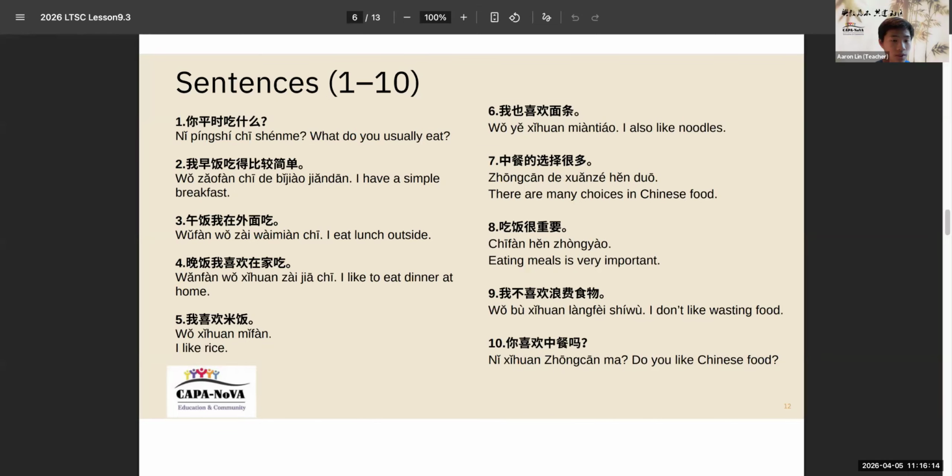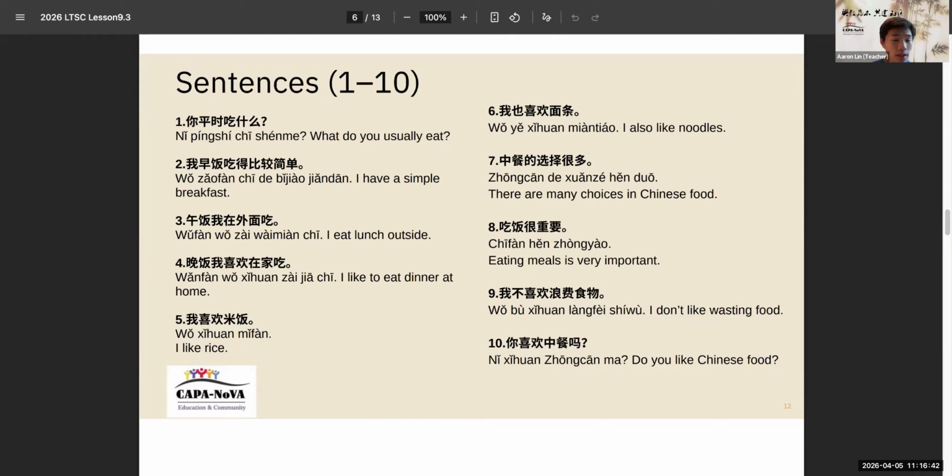Number 2 is 我早饭吃的比较简单, which means I have a simple breakfast.